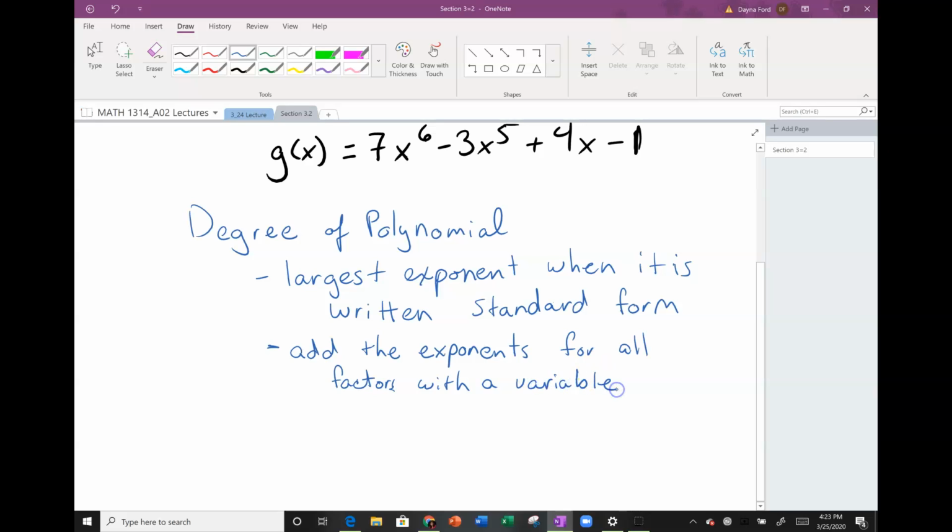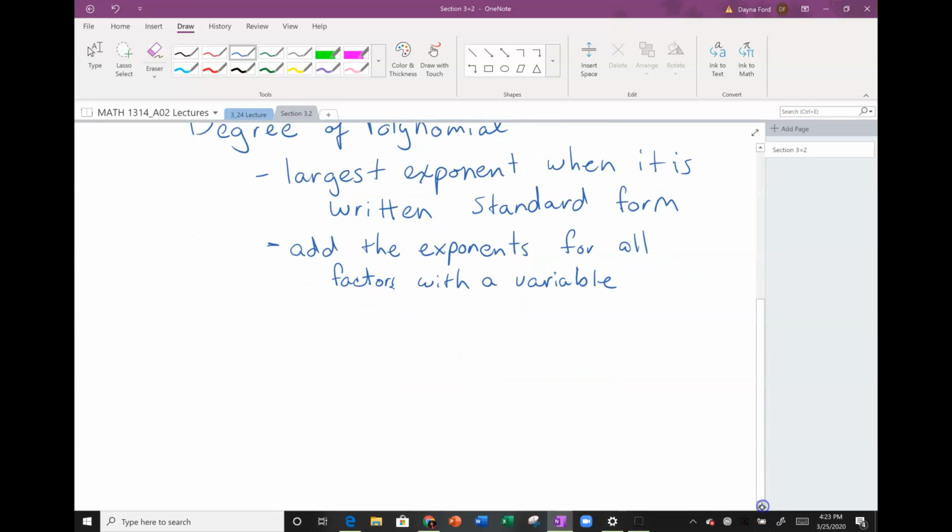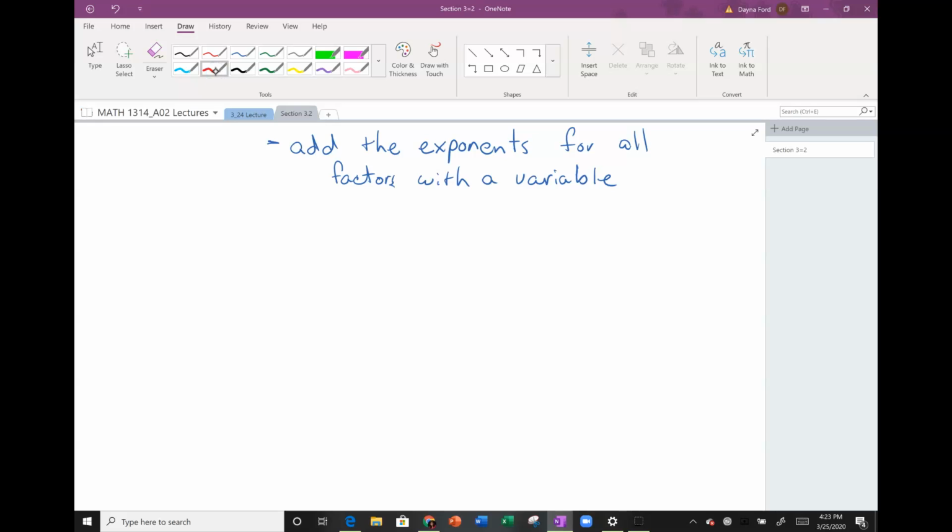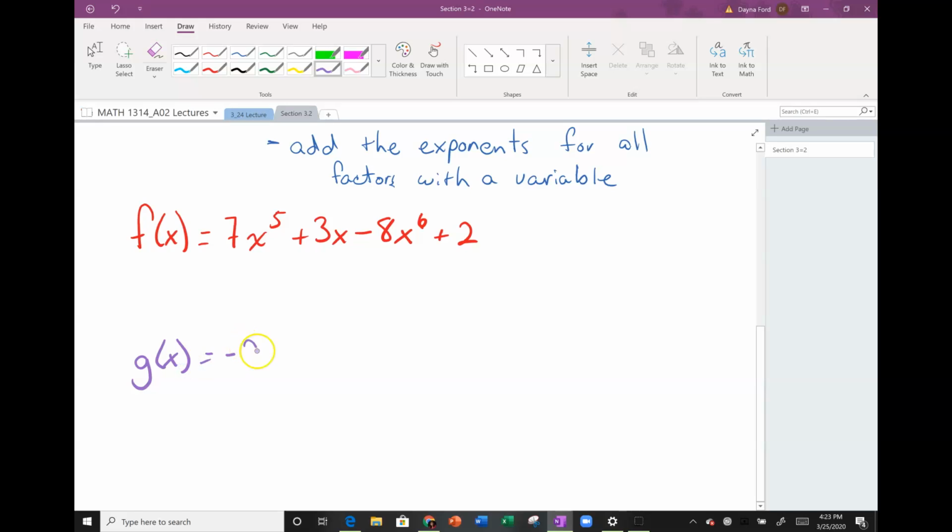So I'm going to look at a couple of different ones here so that we can identify what exactly I'm talking about. So let's say that I have f of x is equal to 7x to the 5th plus 3x minus 8x to the 6th plus 2. And then I also want to look at g of x is equal to negative 2x times (x plus 1) squared times (x minus 3) to the 3rd.